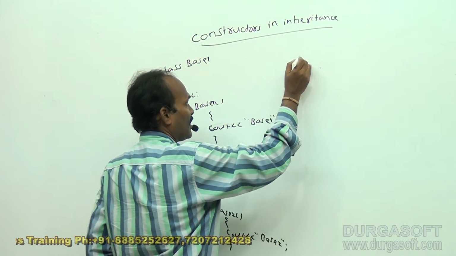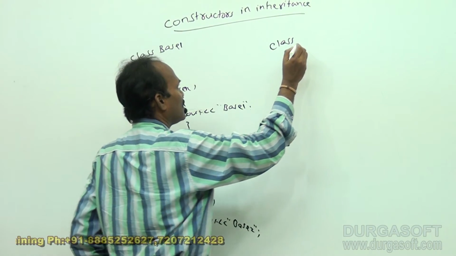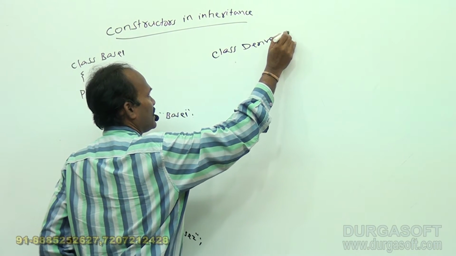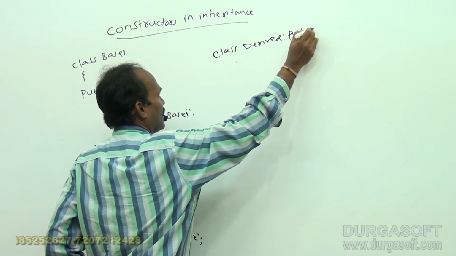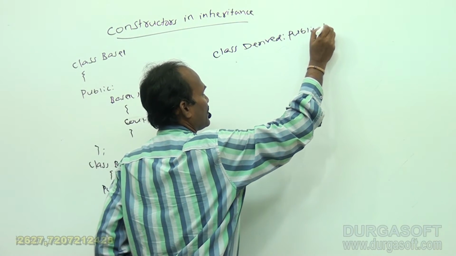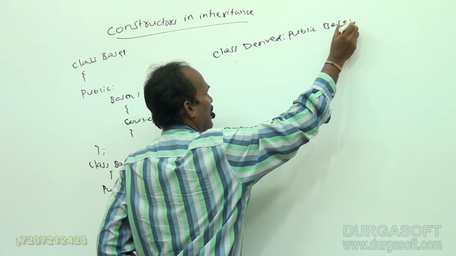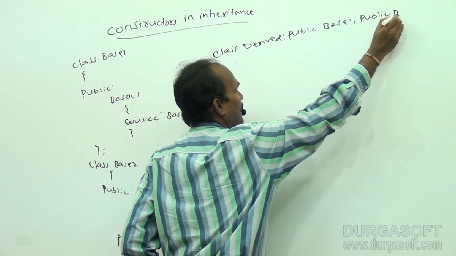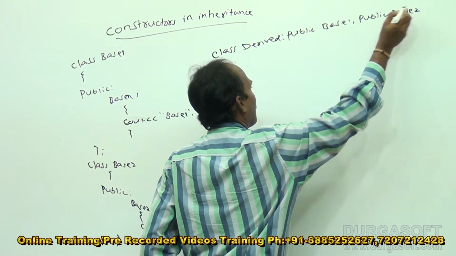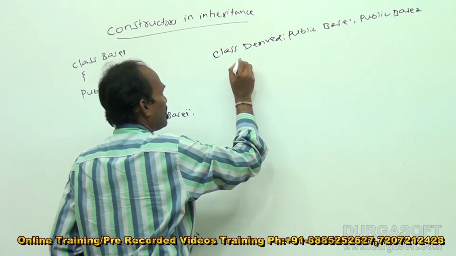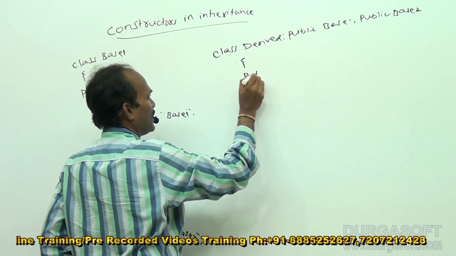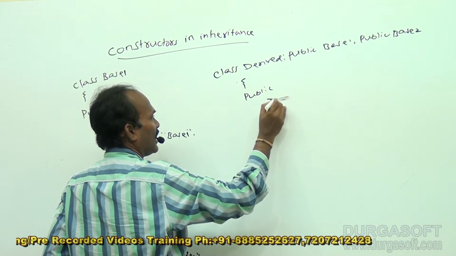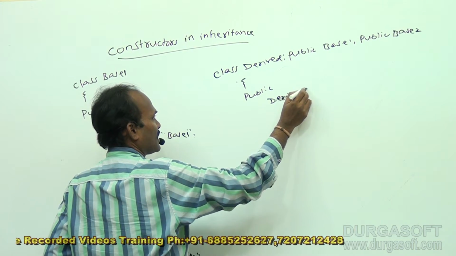And you take one derived class. This is derived. So the derived class is taking properties from public base 1, comma, public base 2. Within this, in the public section, I will use this constructor.